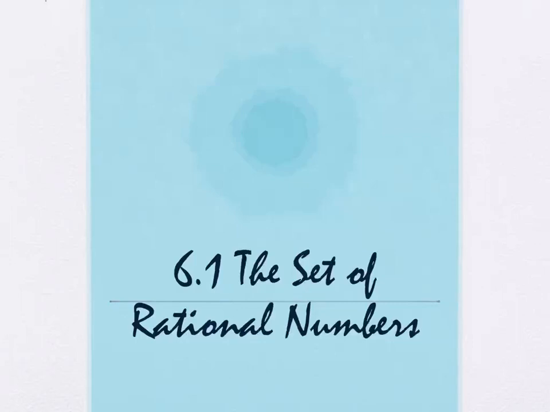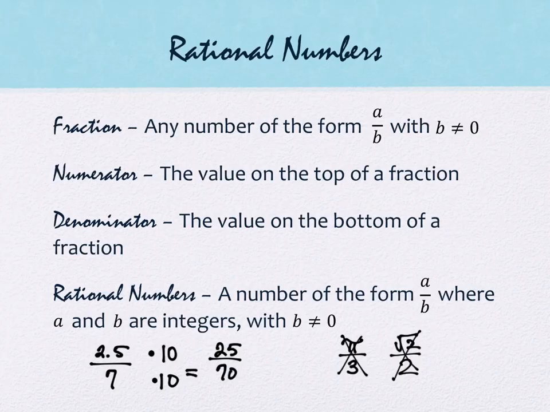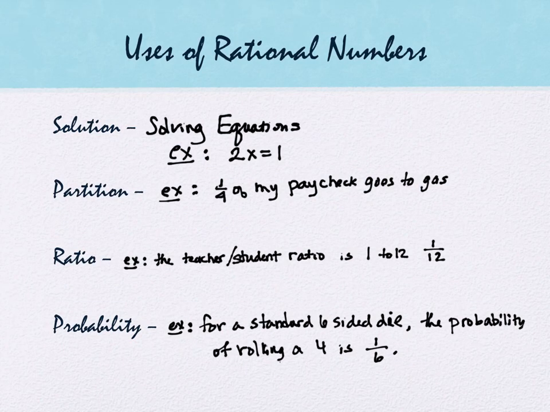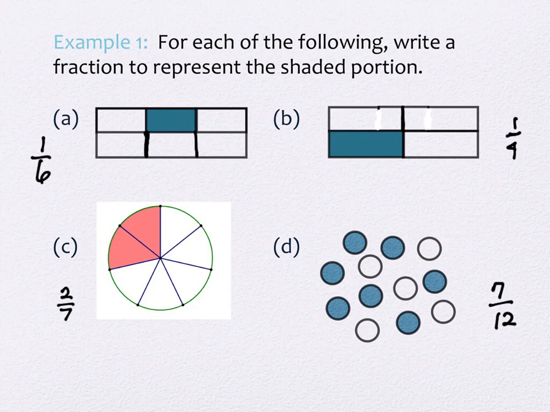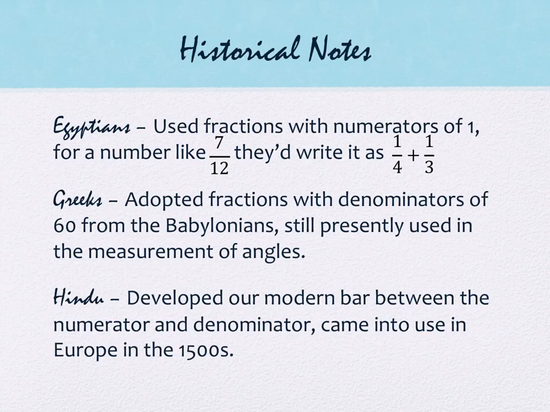So last time we started section 6.1. We're taking a look at the set of rational numbers. We had talked about different ways that rational numbers are used. We also talked about some different representations and how to make sure that sizes of boxes are the same and stuff like that for representing fractions. We're going to look a little bit more at some history and some modeling today.